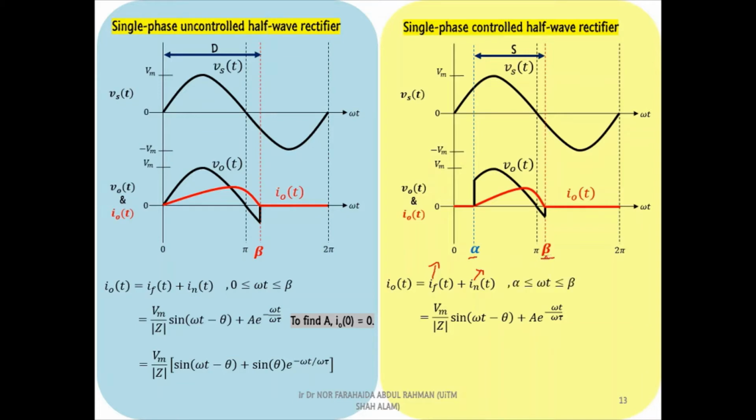Next, we need to find the A constant. In the uncontrolled rectifier, A can be found when the current is equal to 0 and omega t equal to 0. However, based on the output current waveform, we can see that the current is equal to 0 when omega t is equal to alpha. Therefore, the output current equation of the control rectifier can be expressed as follows.